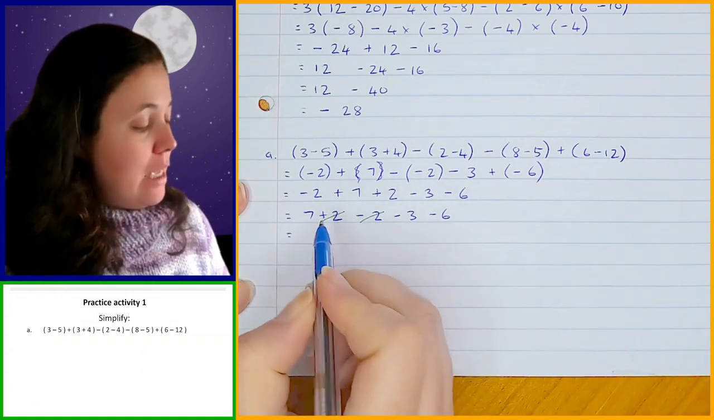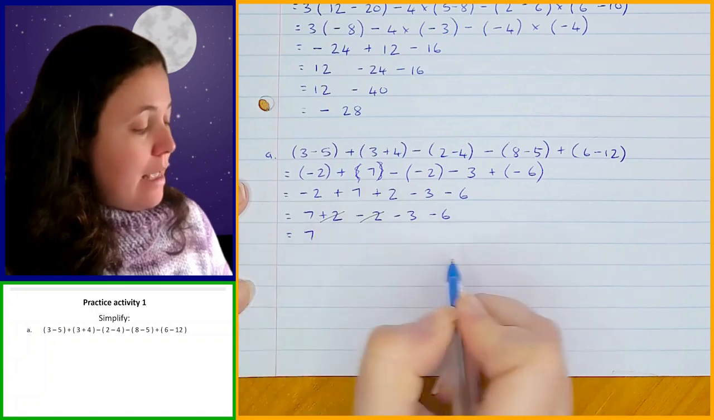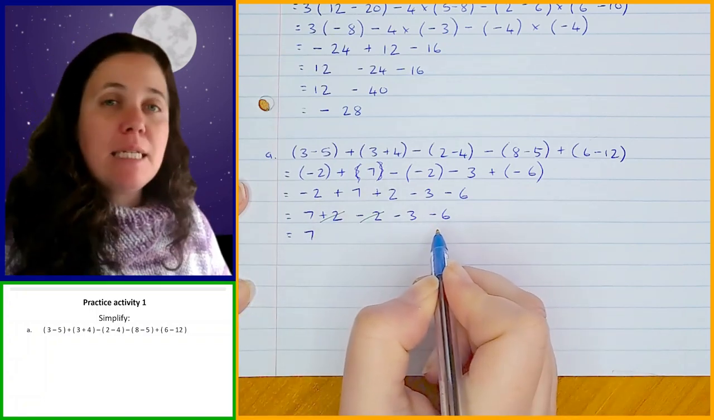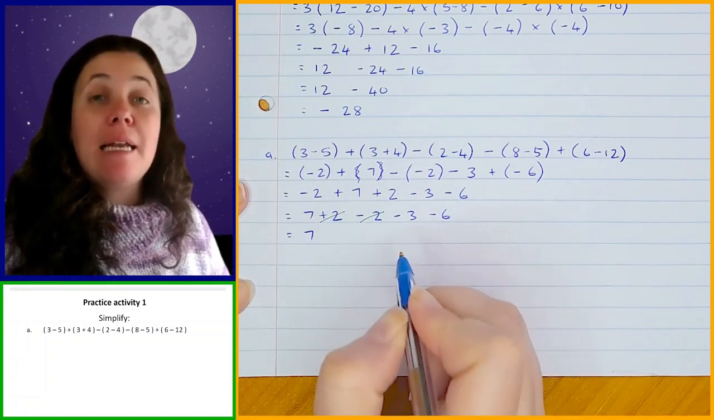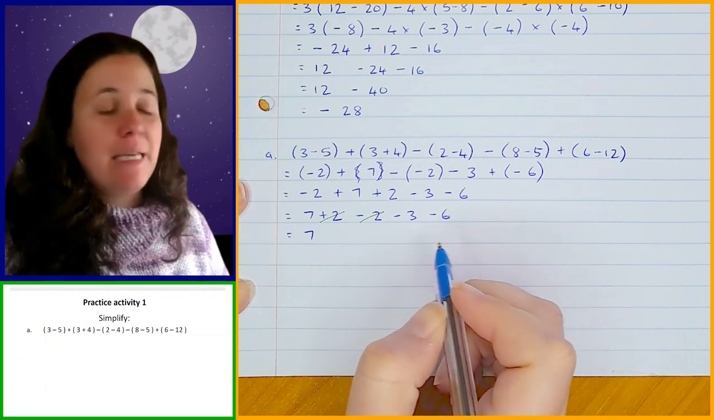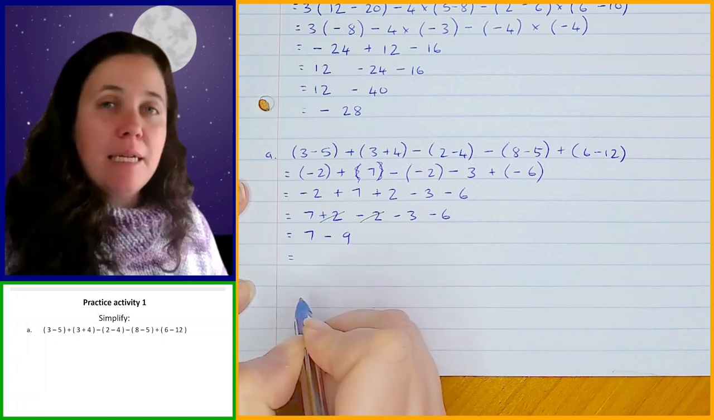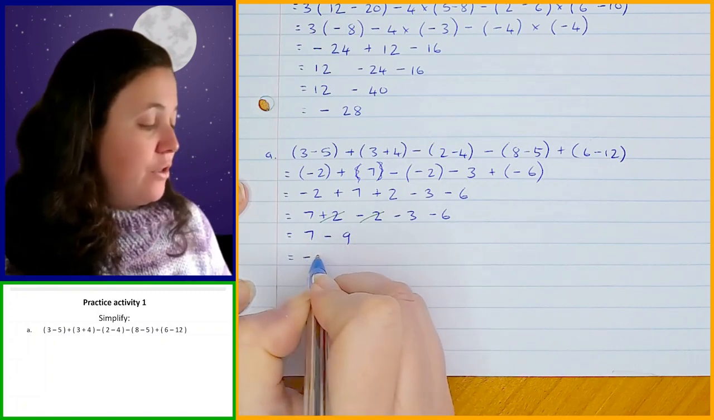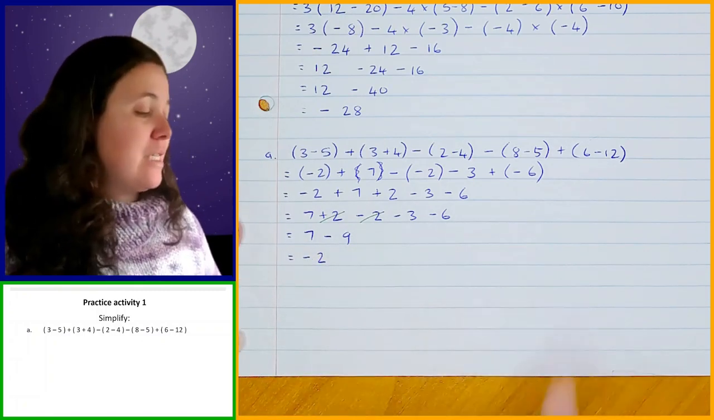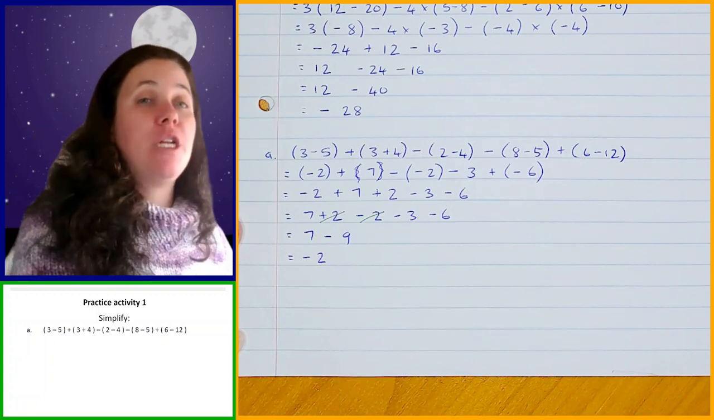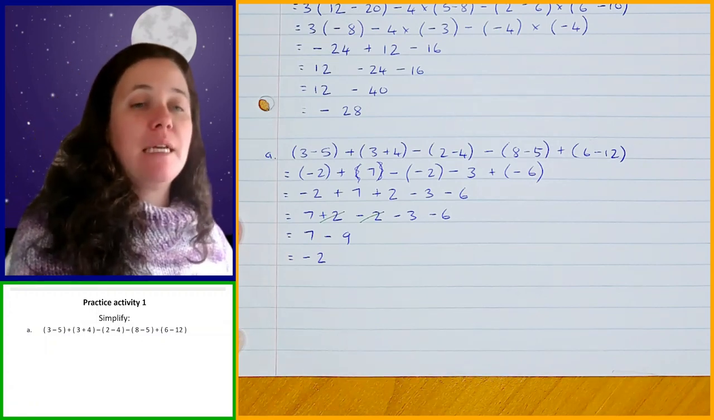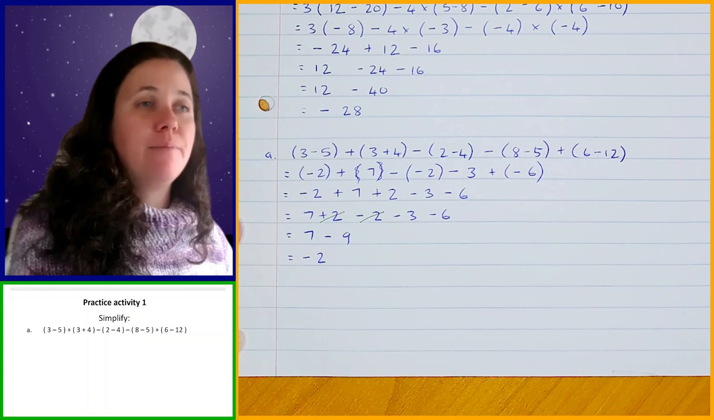Okay, so over here, I've now got 7, and then negative 3 minus 6, because they have the same sign, I can add the absolute values and just keep the sign the same. So it's going to be minus 9. So then I have 7 minus 9, and that gives me negative 2. Okay, so that is what you should have got for question A. Now I'm going to give you 2 minutes again to work on question B.